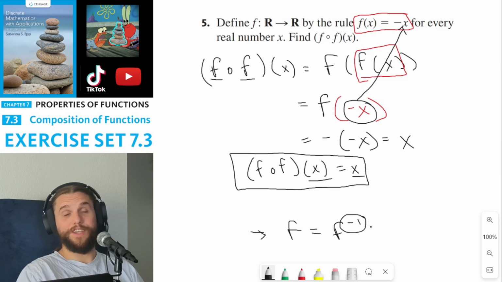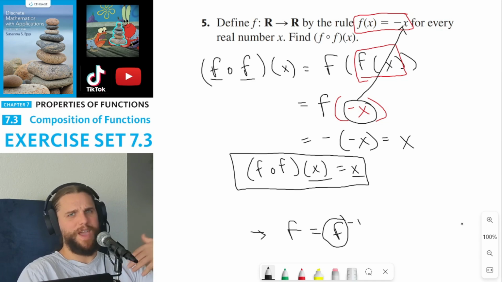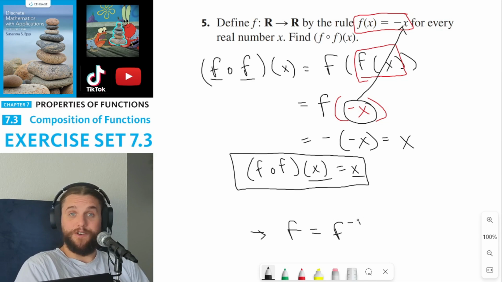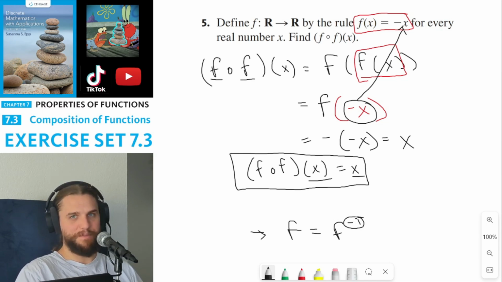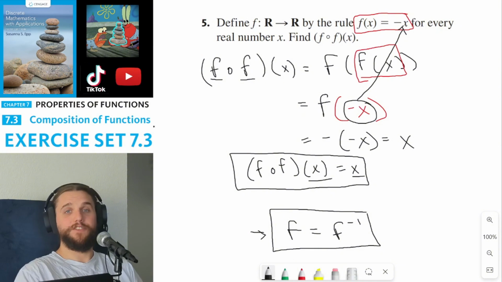Just a reminder, that is not an exponent. That does not mean to take the reciprocal of. And the reason for that, number one, is this is a letter. This is a name of a function, and you're not supposed to do any math with names of functions ever. But also because the inverse function is almost never the same thing as reciprocation. Those two things are not the same almost ever. But anyways, this is enough to show that f is its own inverse.